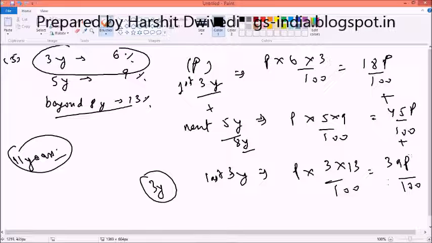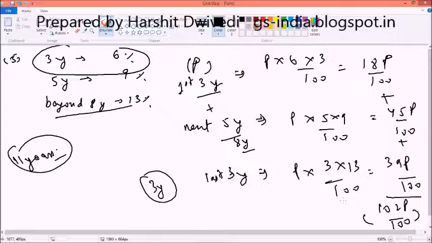Now we are going to add all of these. 18P by 100, 45P by 100, 39P by 100. What we are going to add? 18 plus 45 is how much? It is 63. And 63 plus 39 is how much? It is 102. 102P by 100. This is what we have got.